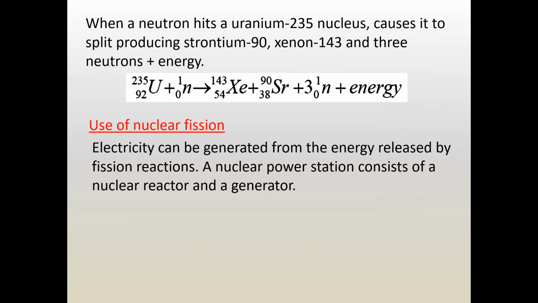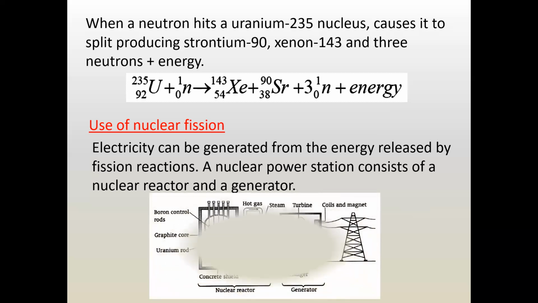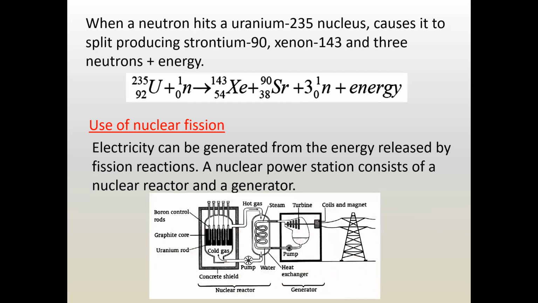And what are the uses of nuclear fission reaction? We use this nuclear fission reaction in a nuclear power station to generate electricity. So here, a nuclear fission reaction produces heat energy. That heat energy is used to convert water into steam. And when the steam moves, it rotates the turbine. The turbine is connected to a generator, which produces electricity.